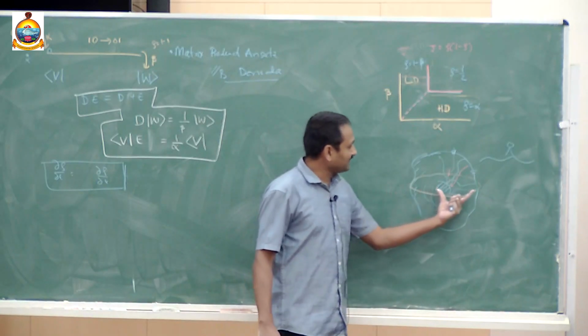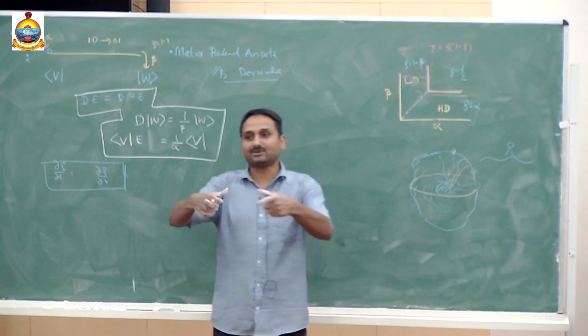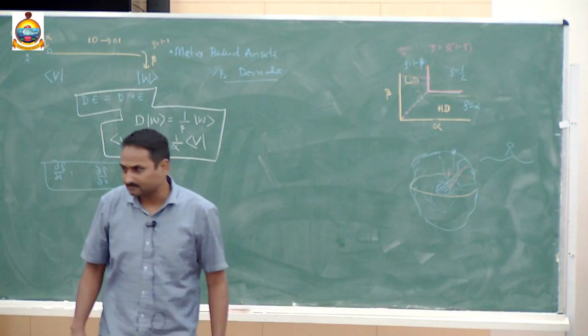Okay, so I'm just saying that one question is, once they form a ring, how does the contractile ring shrink?